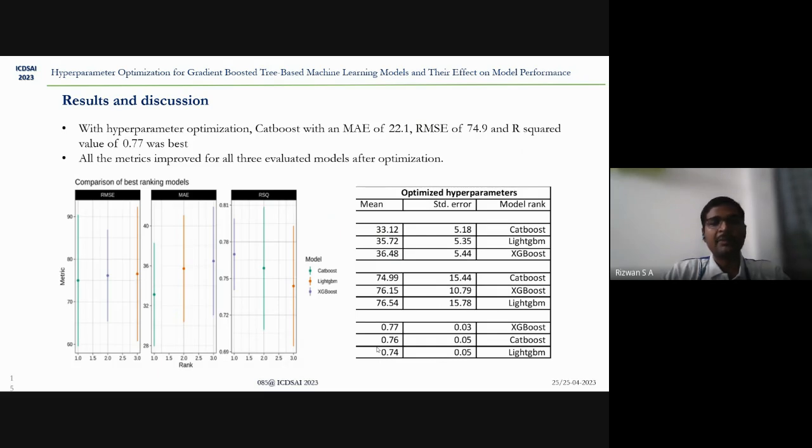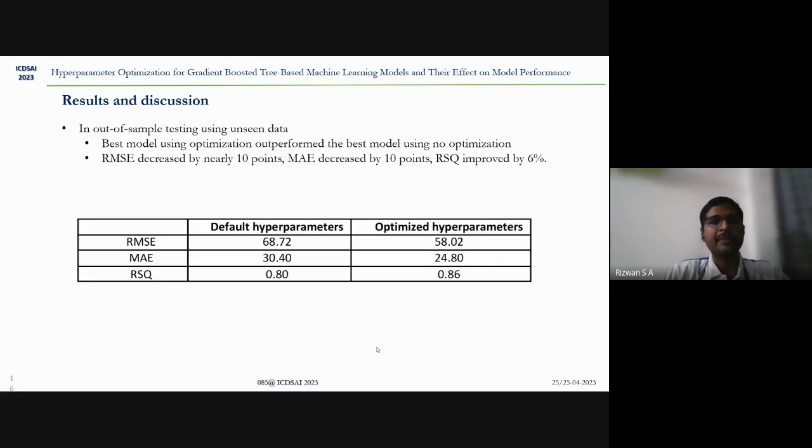With hyperparameter optimization, CatBoost performed the best with a mean absolute error of 22.1, RMSE of 74.9, and R-squared of 0.77. In addition to this, what was interesting is the performance of all three models improved after optimization compared to no optimization. Although the ranks changed, which was expected, all three models improved performance compared to no optimization. So CatBoost came first, LightGBM followed by XGBoost.